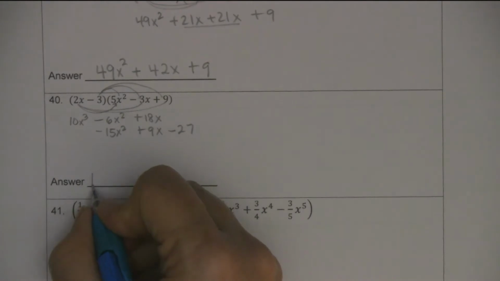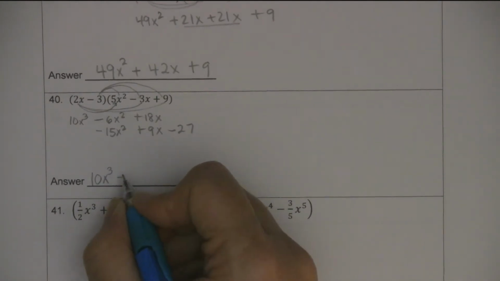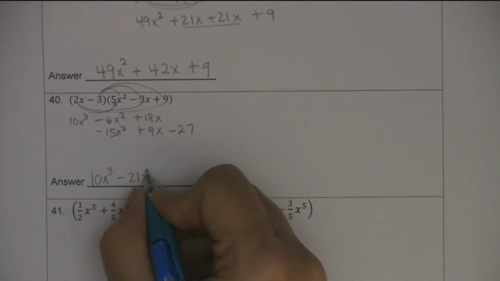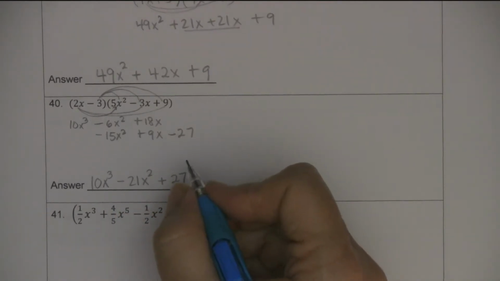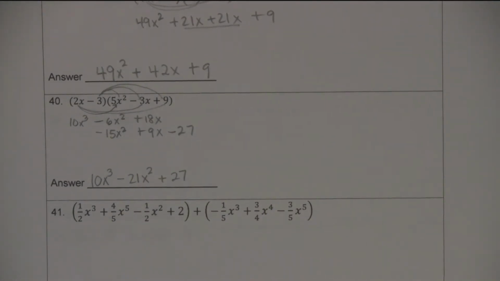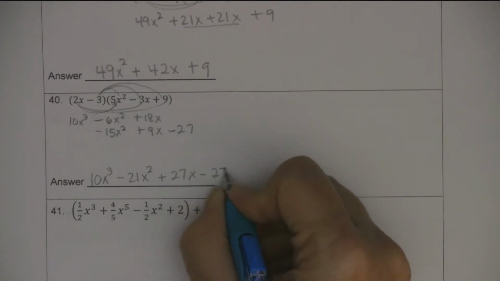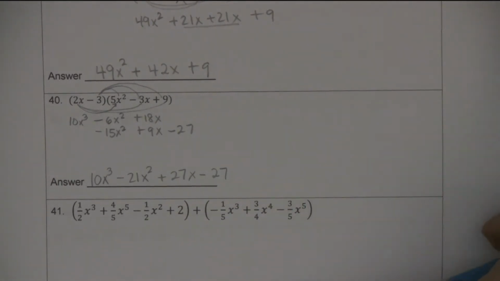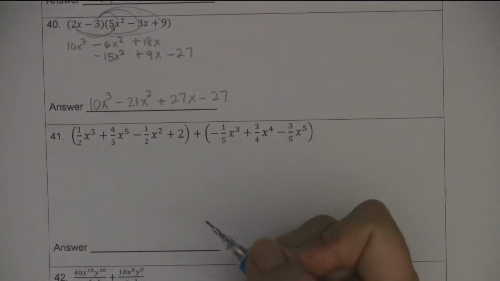So when I combine like terms, I have 10x to the third minus, I think that's 21x to the second plus 27, 18, 19, 20. Is that right? 18 and 9 is 27? Yeah, it is. All day long, right? So 27x and then minus 27. So yay, we got that one done. It's written in descending order, so I feel happy about that.